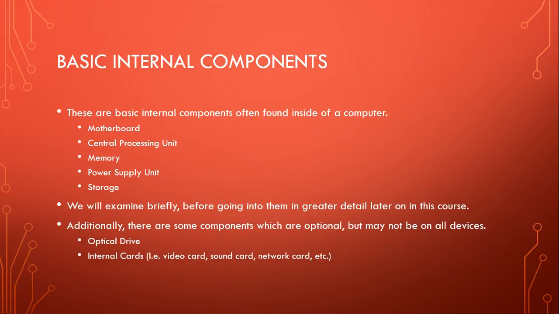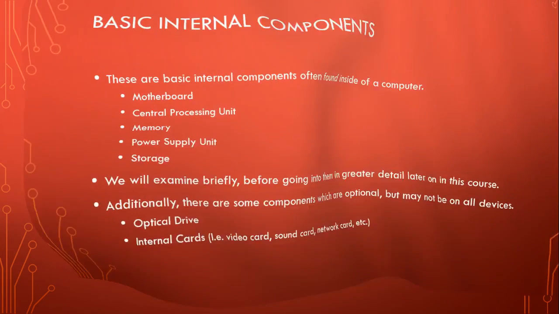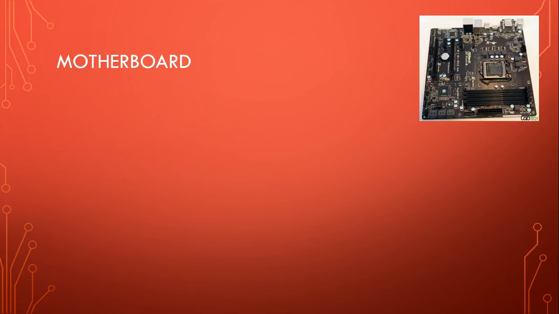Additionally, there are some components which are optional, and may not be on all devices. Some of these optional components are things like optical drives and internal cards, so like video cards, sound cards, network cards, etc. So let's start with the first one, the motherboard.